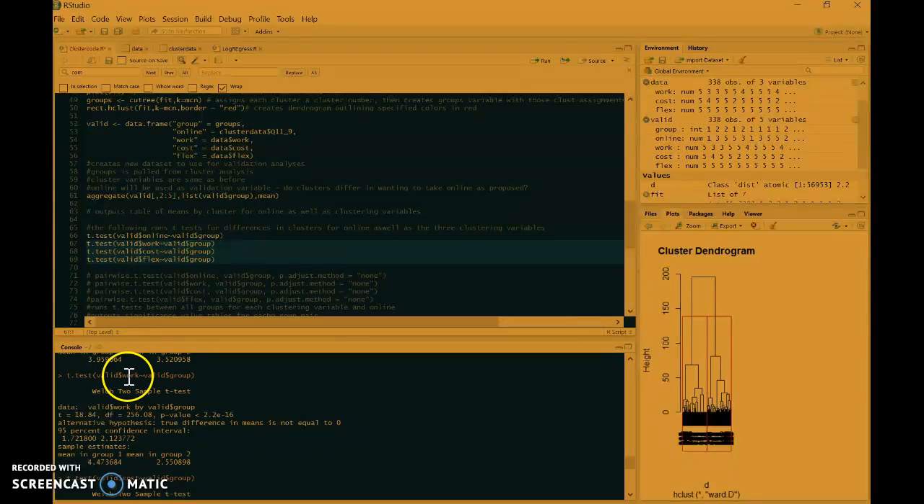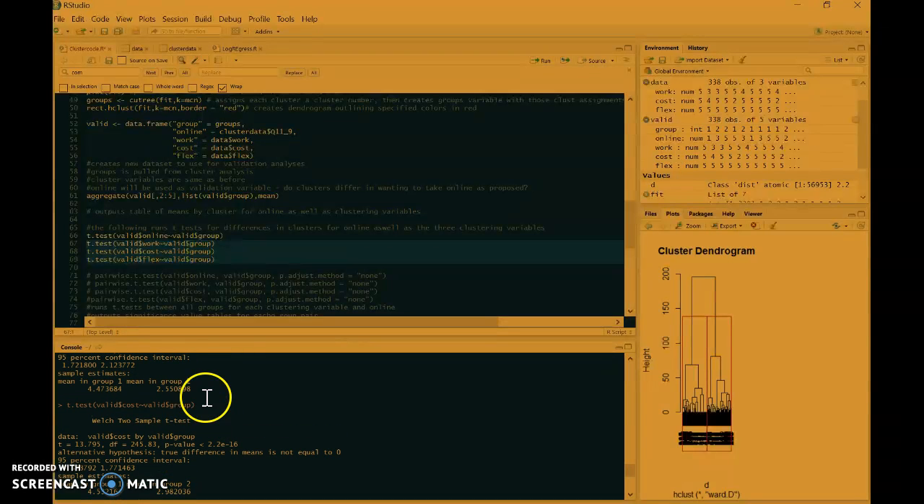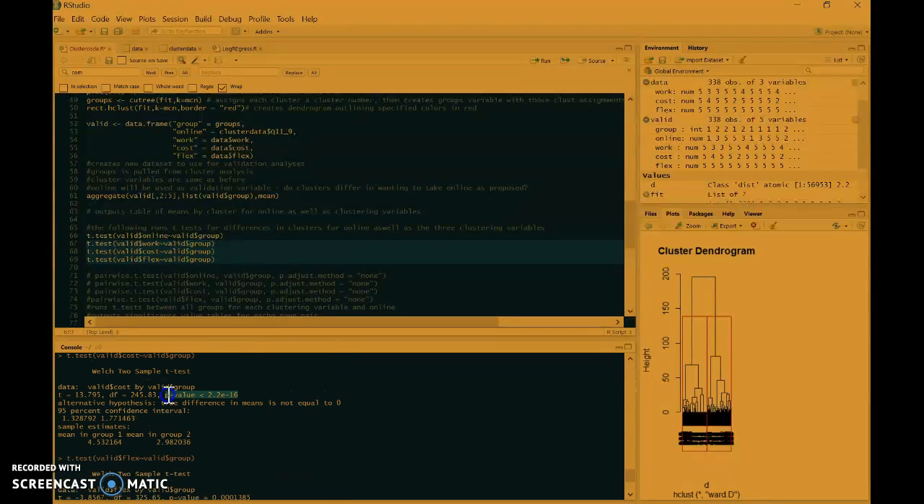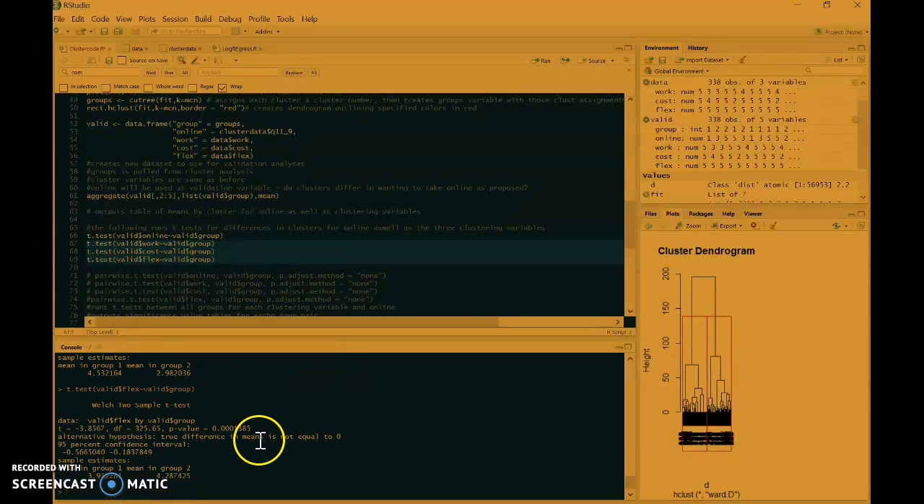Yeah. So this is our first one that we did. Work was significant, super duper low p. Cool, we expected that. And I guess I shouldn't say that, but these are really big differences. These are also pretty big differences. Was significant? Yes. Cool. So these were both factors in the clustering. And the last one is also significant.